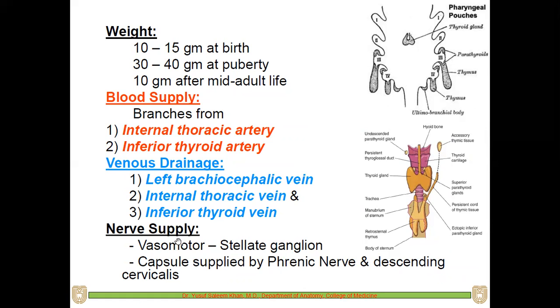Coming to the nerve supply, the vasomotor supply is by the stellate ganglion, and the capsule is supplied by the phrenic nerve as well as the descendens cervicalis.